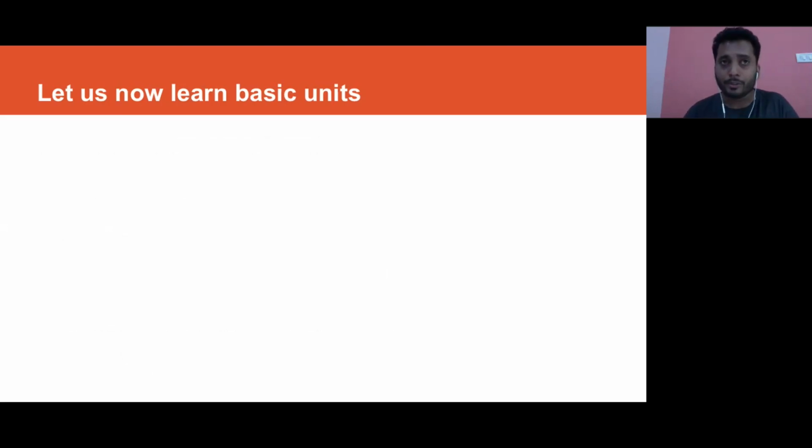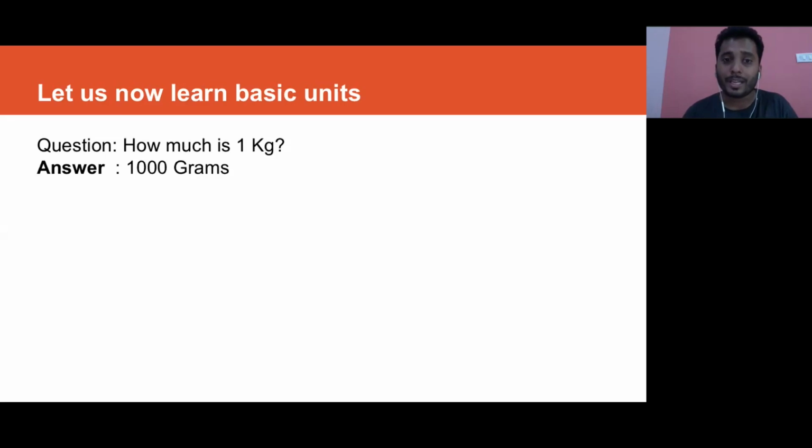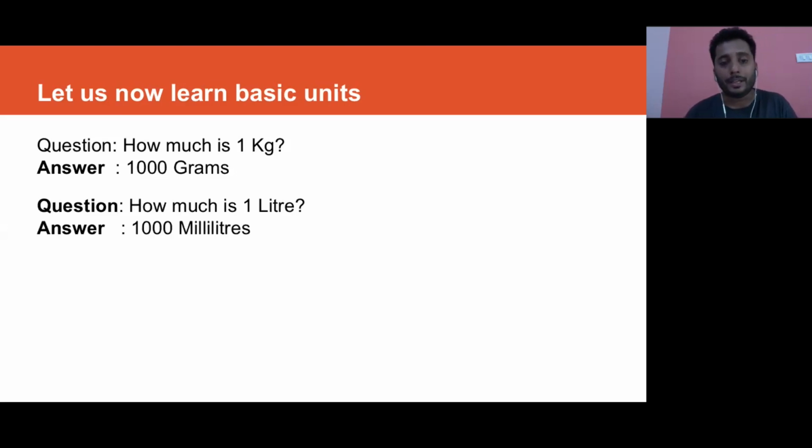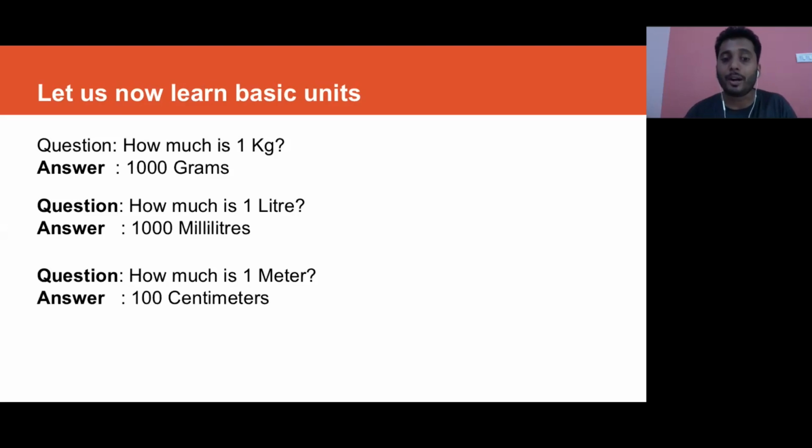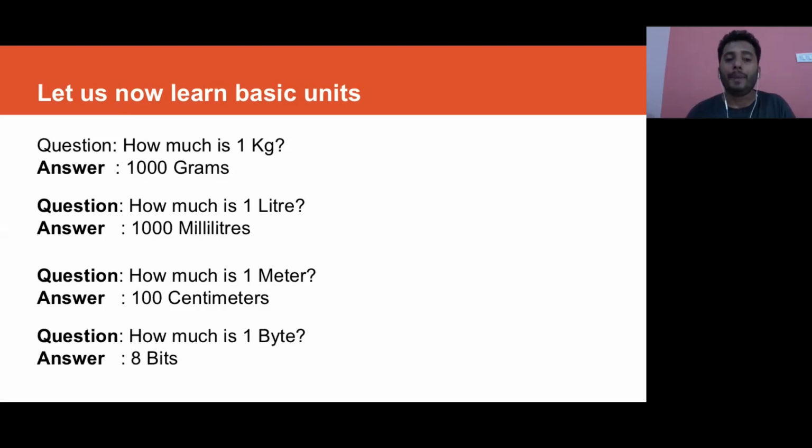Now, if I give you say 1 kg of rice, what does that actually mean? How much is 1 kg equal to? It is 1000 grams. Similarly, how much is 1 liter equal to? 1 liter is equal to 1000 milliliters. How much is 1 meter? 1 meter is equal to 100 centimeters. Similarly, how much is 1 byte? 1 byte is equal to 8 bits.